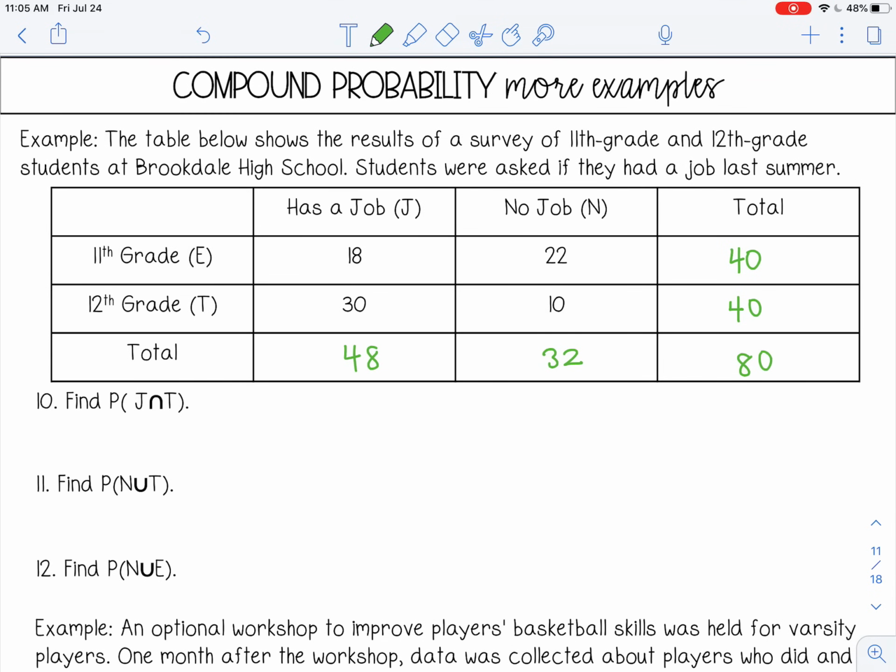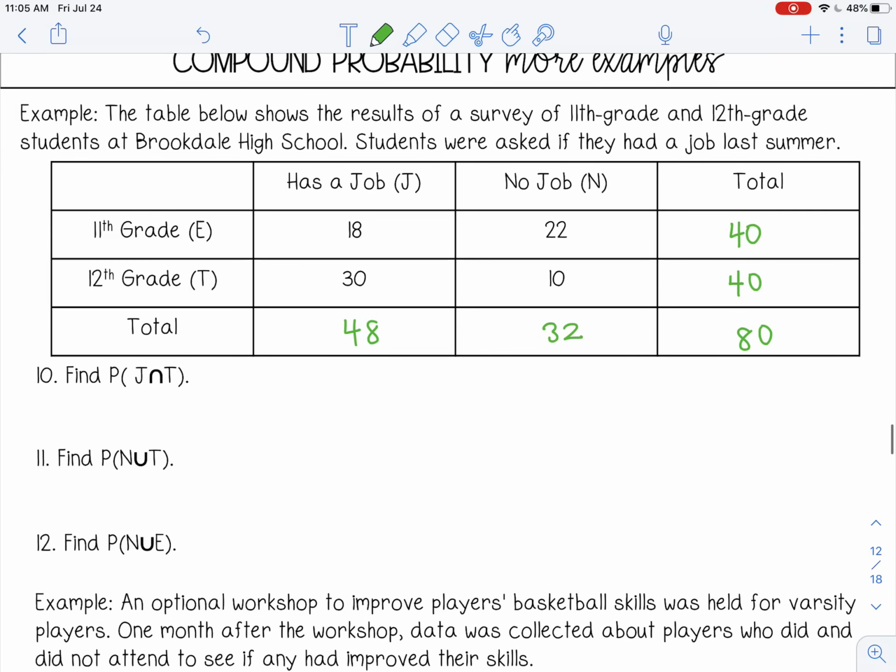All right, so we are going to use the table to find unions and intersections now. So number 10, we want to find the intersection of J and T. So on a table, it's really easy to find the intersection. You just literally find where the two intersect. So J and T, they intersect here, 30 out of the total 80. So when you want to find our intersection, you just find where the two intersect. And then of course we can reduce that to 3/8, and then you can change it to a decimal or percent if you would like.